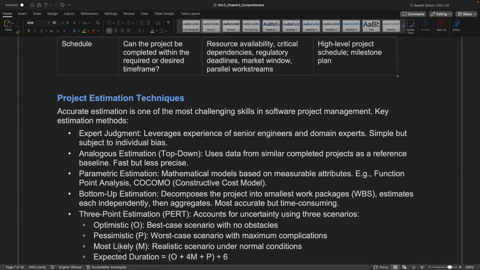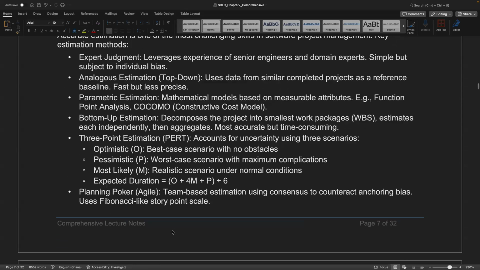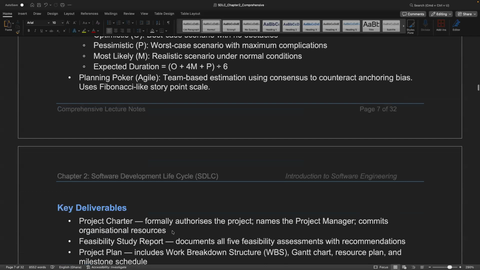They also have parametric estimation, where we may use some mathematical models to do that. They also have the top-down, the bottom-up. You also have the 3-point estimation, just to let you know. They also have the agile, where we may use consensus to counteract occurring bias. So we may use some of these things to do the estimation.